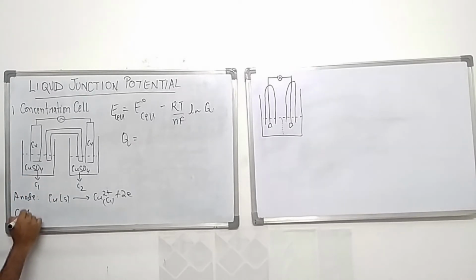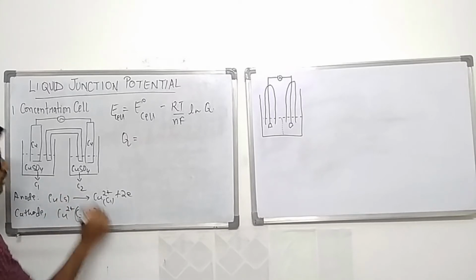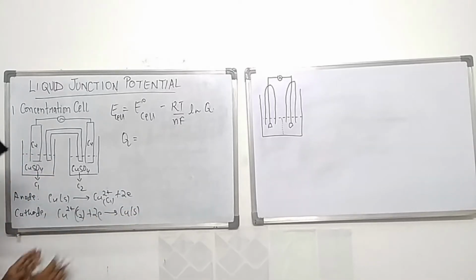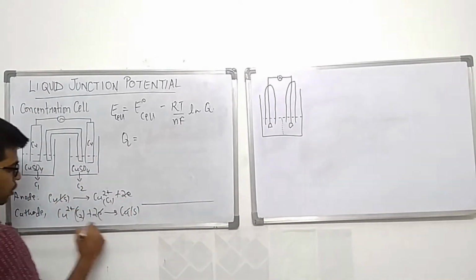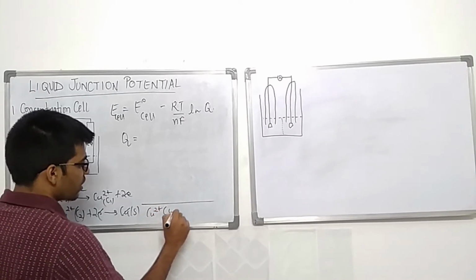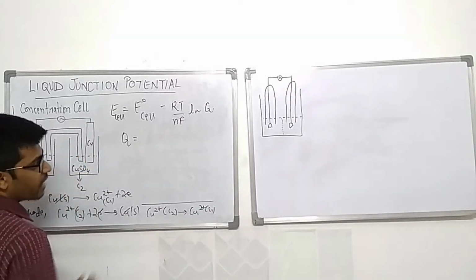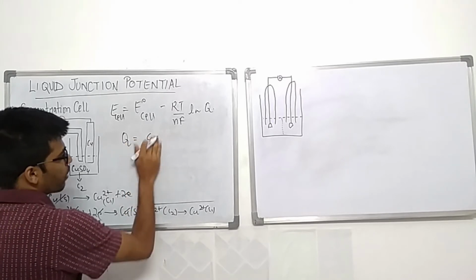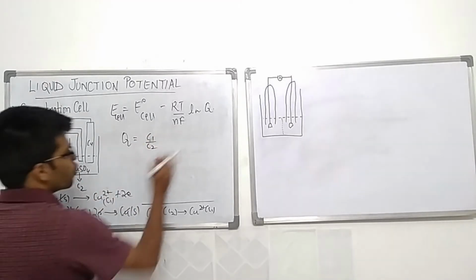Now, in the cathode, that means in this half cell, copper 2 plus, whose concentration is C2, is taking up the electrons which come through the wires and gets deposited as copper solid. So for the total reaction, the electrons get cancelled out. So you have copper 2 plus at C2 going to copper 2 plus at C1. The reaction quotient will be product by the reactant, so you get the reaction quotient as concentration C1 by concentration C2.